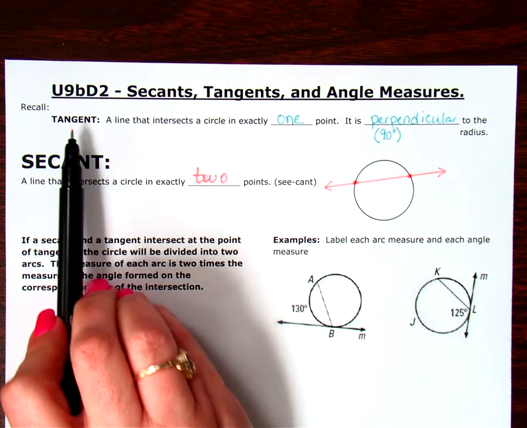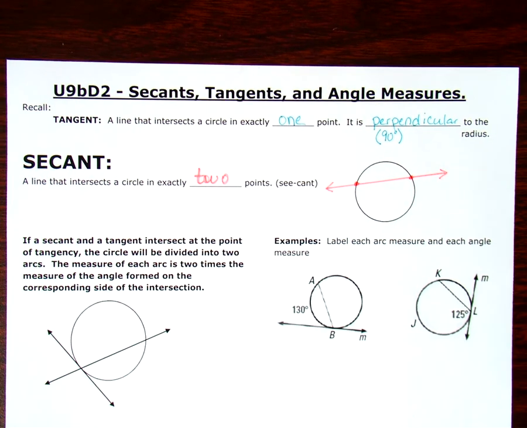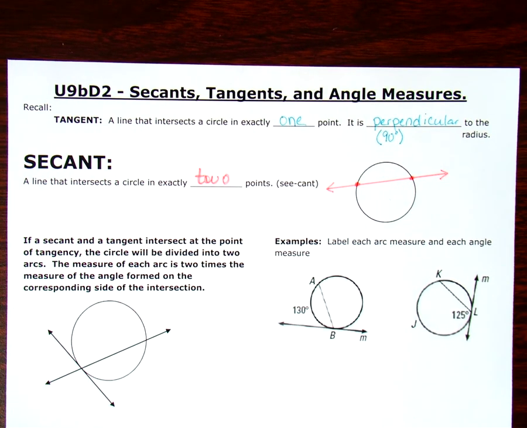A line can either intersect in one point, which is a tangent, in two points, which is a secant, or it doesn't intersect the circle at all. Those are the only possibilities with lines and circles.